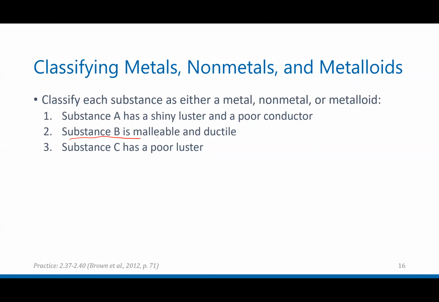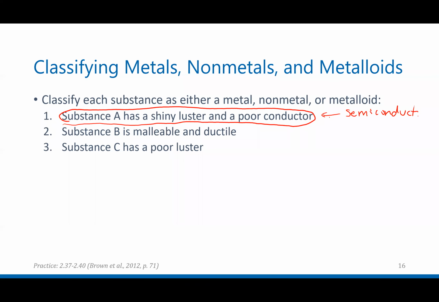Substance B is malleable and ductile. That is definitely a property of a metal. So substance A has properties of both metals and nonmetals, and it actually has the same properties of that semiconductor I just showed you on the last slide. And we know that semiconductors are semi-metals or metalloids.